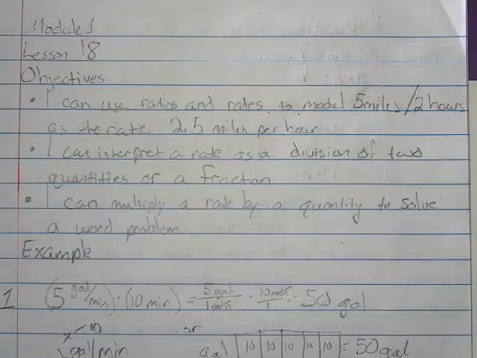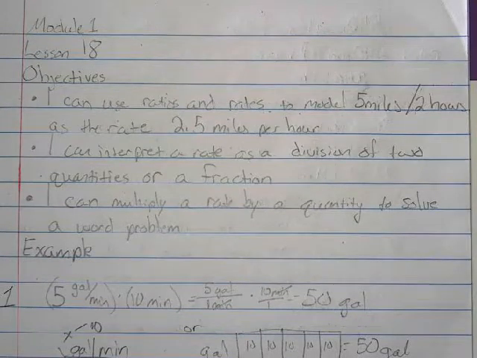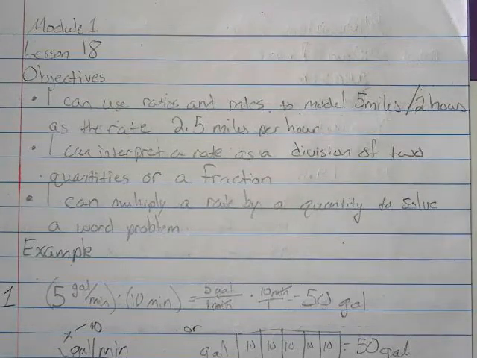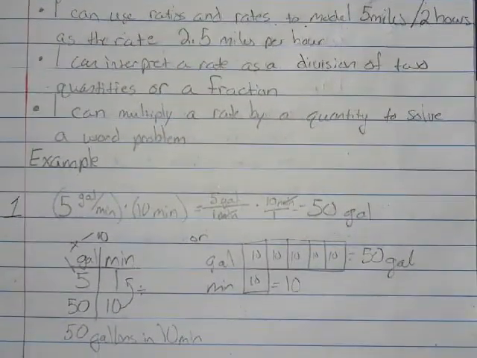Lesson 18 from Module 1 has us figure out how we can use ratios and rates to model 5 miles per 2 hours as the rate of 2.5 miles per hour. In this lesson, you'll also be able to interpret a rate as a division of two quantities or a fraction. You will also be able to multiply a rate by a quantity to solve a word problem. We don't have any new vocabulary words this lesson, so we're going to go straight into your example.